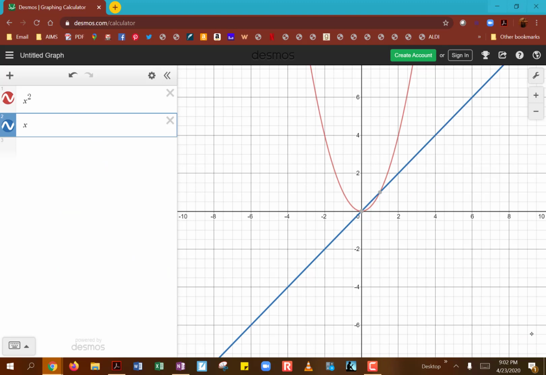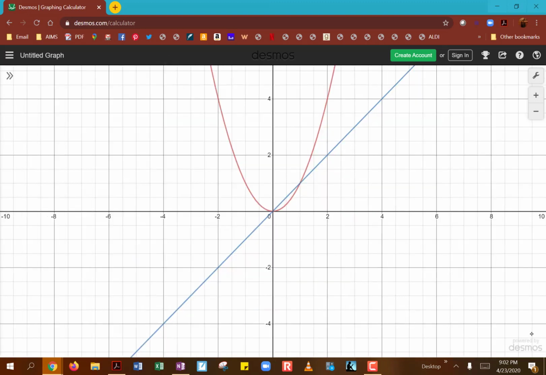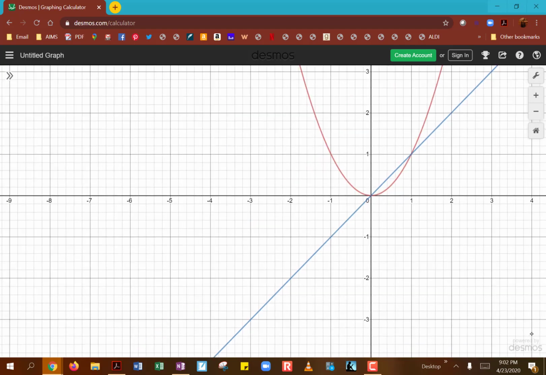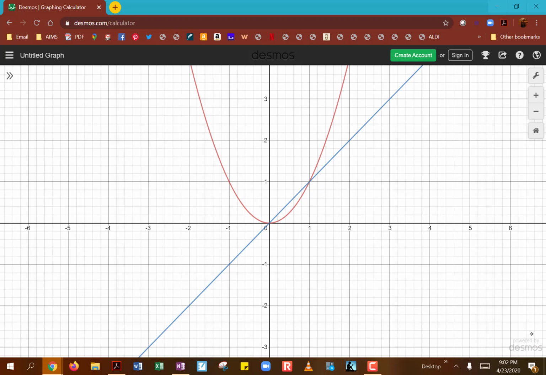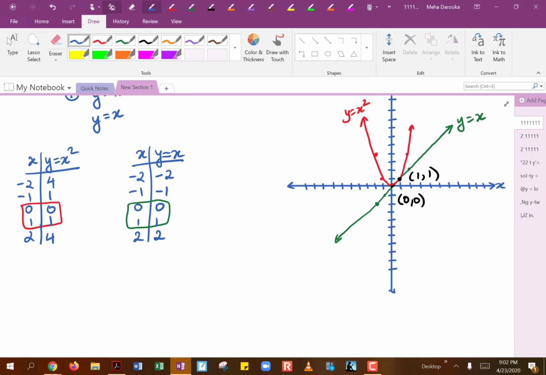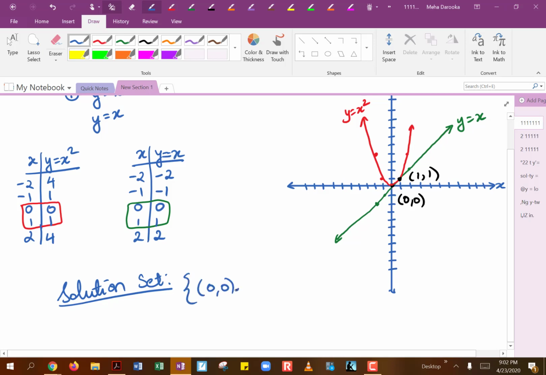Okay, so let's look at our graph here on our Desmos calculator, and if we zoom in just a little bit, you will notice how our two graphs are intersecting at those same points that I talked about. So you can see 0, 0 at the origin, and then 1, 1 right here on both our y equals x squared and y equals x functions. Okay, so in this case, we will say the solution set for this system is going to be the ordered pairs 0, 0 and 1, 1.